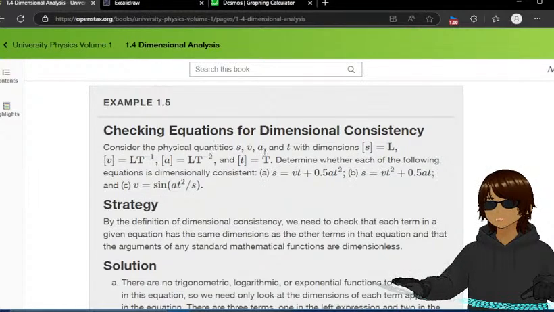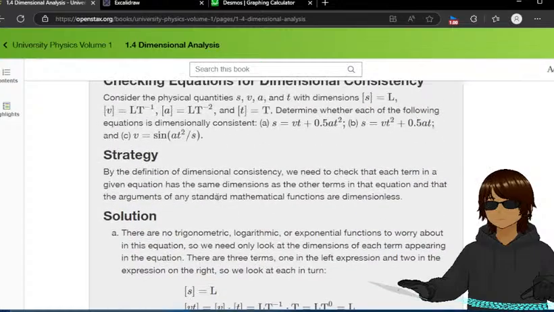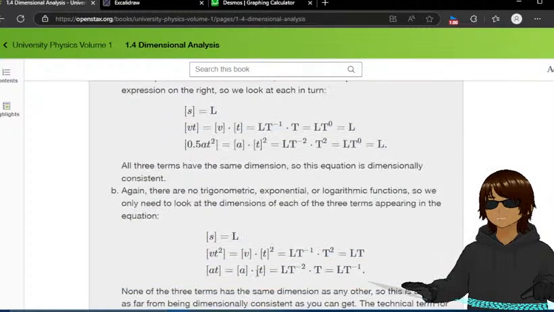Consider the physical quantities S, V, A, and T with dimensions L, LT minus 1, LT minus 2, and T, this one is time. Determine whether each of the following equations is dimensionally consistent. S is equal to Vt plus half At square. This is dimensionally consistent. There are no trigonometric, logarithmic, or exponential functions to worry about in this equation. So we need to look at the dimension of each term appearing in the equation. There are three terms, one in the left expression, two on the right. So we look at each. All three have the same dimension, so the equation is dimensionally consistent.